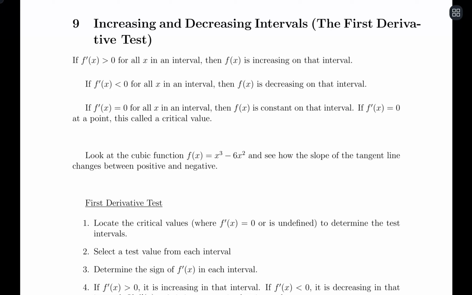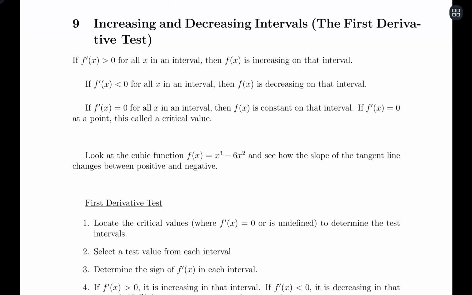What we can do is relate our first derivative, which is finding the instantaneous rate of change for our graph, and relate it to where our original function is increasing and decreasing. What it's going to come down to is the sign of our first derivative. When our first derivative is positive, then that's where our function is increasing.